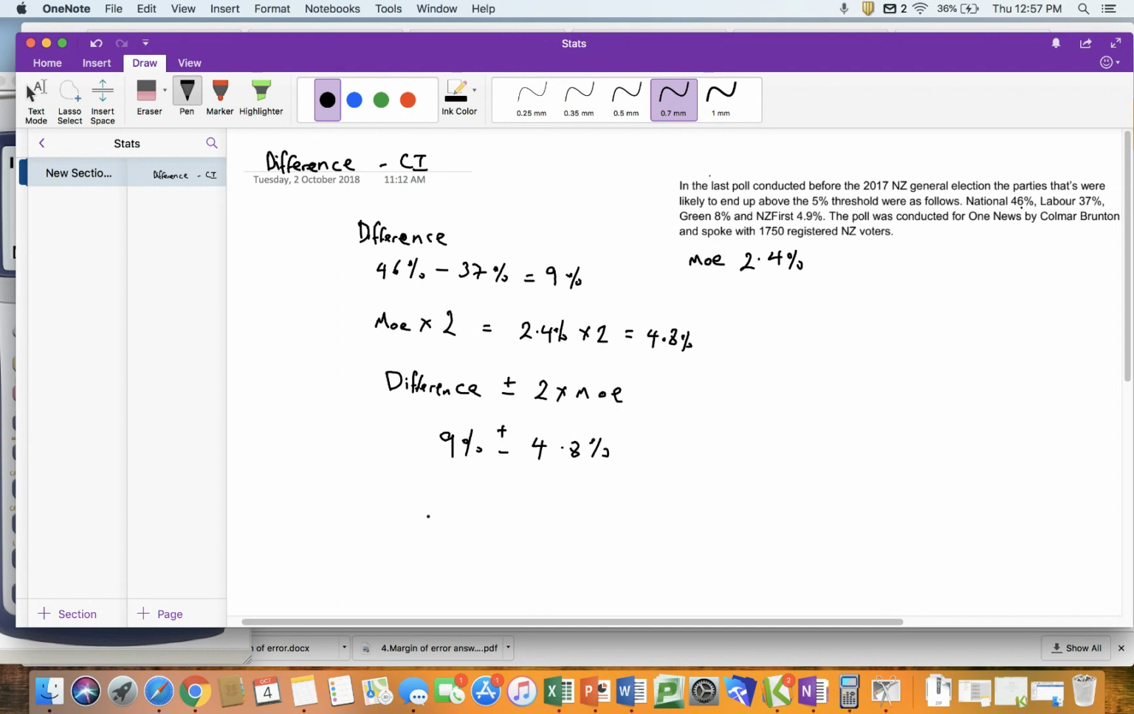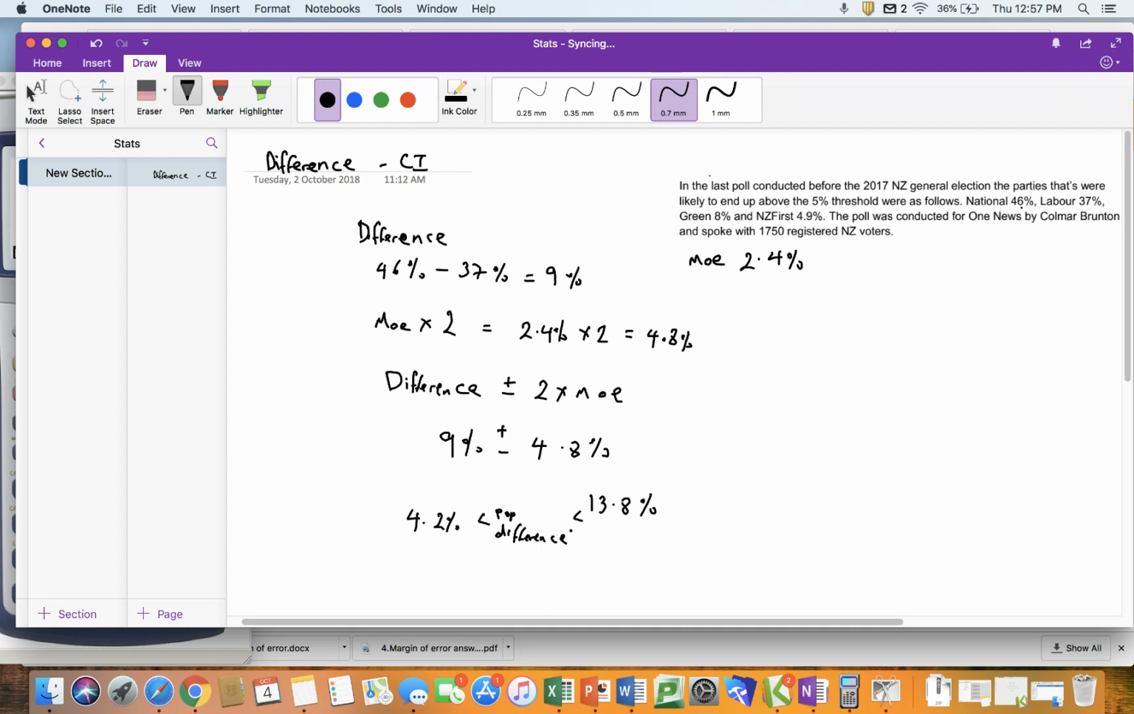So therefore, the true population difference between National and Labour is going to be somewhere between 13.8%, which is 9 plus 4.8, and 4.2%, which is 9 minus 4.8, and that's the true population difference.